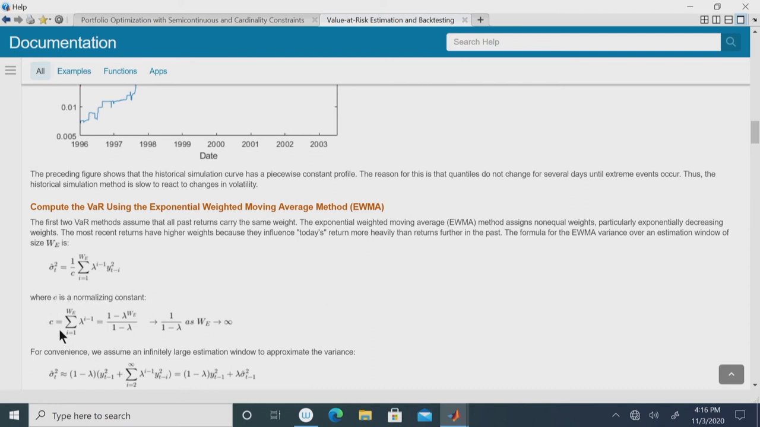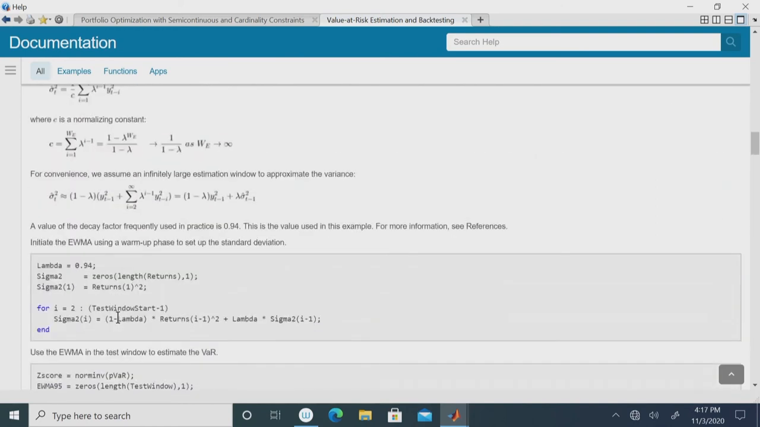So, here c is going to be the summation of i equal to 1 to W_E of lambda raised to i minus 1. If you do the summation here, this turns out to be (1 minus lambda raised to W_E) over (1 minus lambda), and if you are considering an infinite number of points, this is going to tend to 1 over 1 minus lambda. So, for convenience, we assume an infinitely large estimation window.